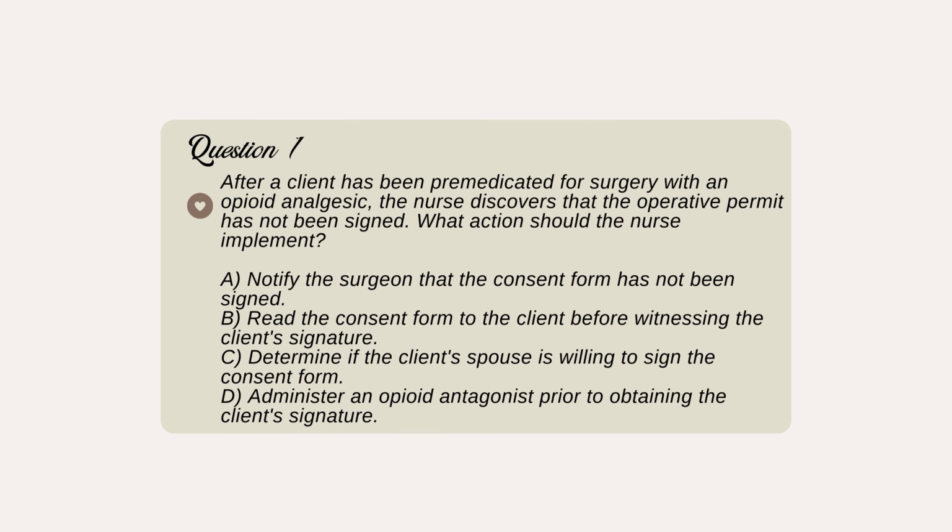Question number 1. After a client has been premedicated for surgery with an opioid analgesic, the nurse discovers that the operative permit has not been signed. What action should the nurse implement? A. Notify the surgeon that the consent form has not been signed. B. Read the consent form to the client before witnessing the client's signature. C. Determine if the client's spouse is willing to sign the consent form. D. Administer an opioid antagonist prior to obtaining the client's signature.